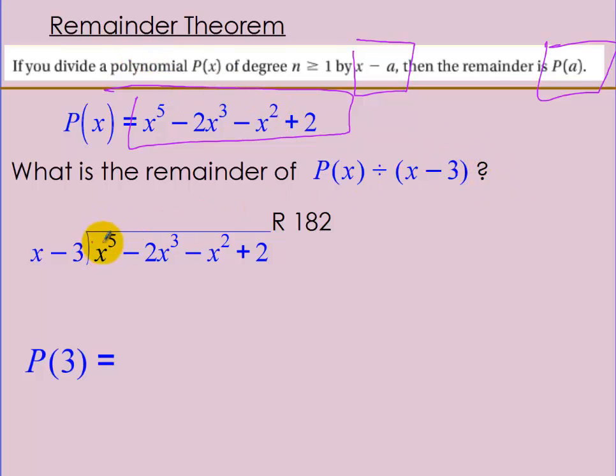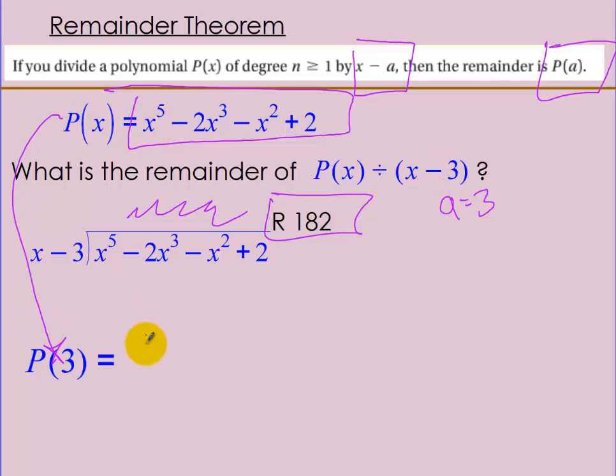So I could do it the long division way and divide x to the fifth and all that by x minus 3, and it gets something here, and the remainder would be 182. But the easier solution for that is saying, in this case, since our a is going to be positive 3 because it's the opposite, I plug in 3 for this whole function. So just taking that down, instead of x to the fifth, I get 3 to the fifth minus 2 times 3 cubed minus 3 squared plus 2.